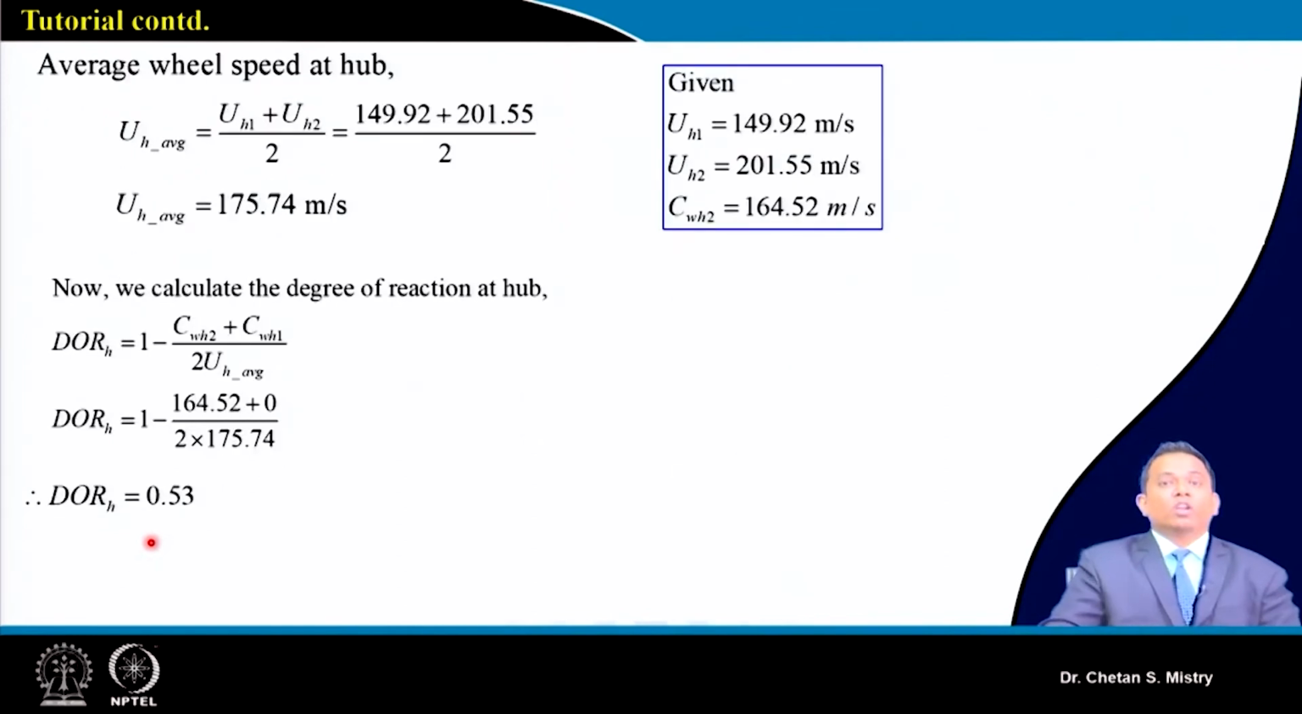Now in order to calculate our degree of reaction, as we have discussed, we will be taking the peripheral speed to be the average peripheral speed. So at the hub, at the entry we have UH1, at the exit we have UH2. If we put that as average, it comes to 175.74 meter per second, and if we put that in the equation for degree of reaction, the degree of reaction at the hub comes to 0.53.